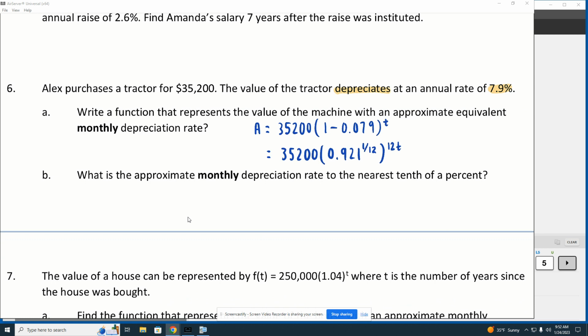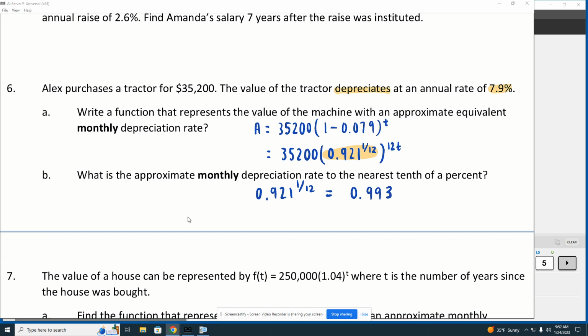Now, B wants to know, what is that monthly depreciation rate to the nearest 1/10 of a percent? So here's what I do. I take just this stuff right here, and I type it into my calculator. 0.921 raised to the 1/12. So I take 0.921 and I raise it to the 1/12, and I get 0.993.